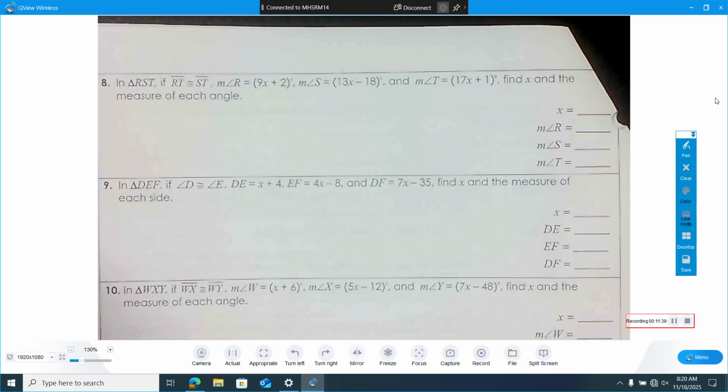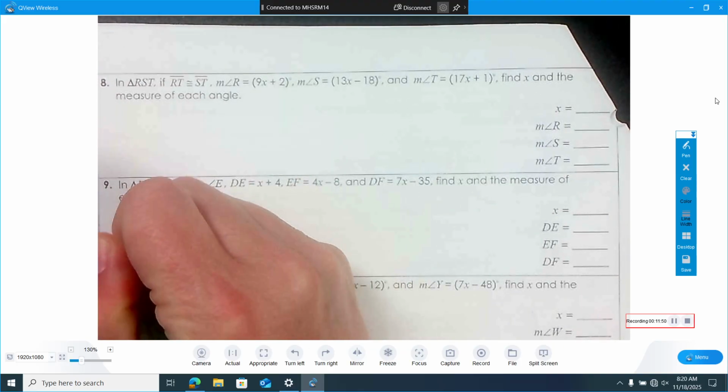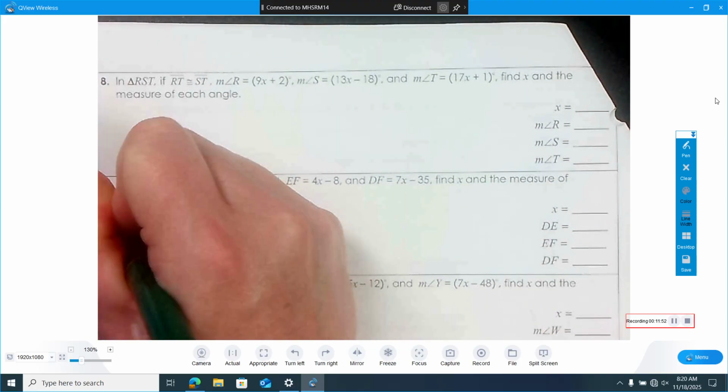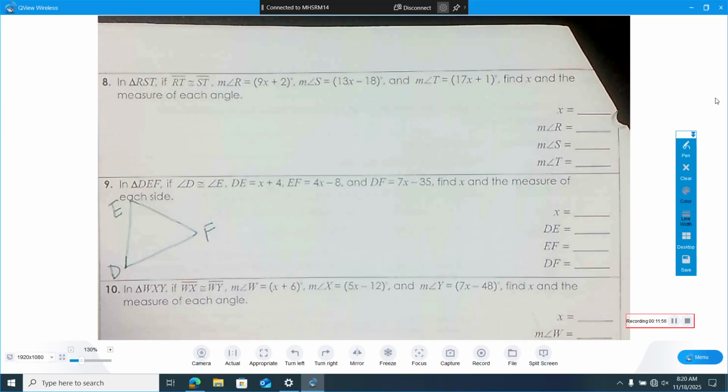Let's look at number 9. In triangle DEF, did they give us a picture? No. What should we do? Draw our own. So go ahead and draw any size, shape triangle you want and label each vertex DEF. It does not matter how you draw it as long as you follow instructions.